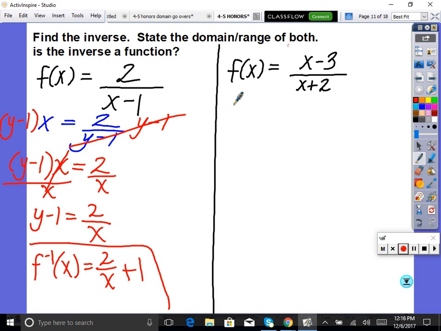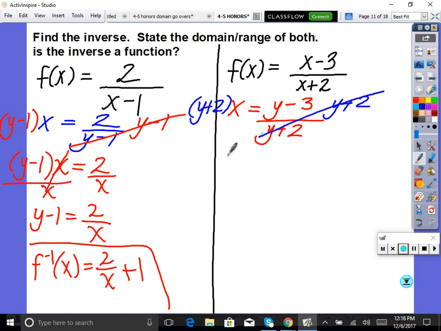So switch x and y. X equals y minus 3 over y plus 2. Now here's the problem. We have two y's, don't we? Okay, well, first of all, yes, we do. But second of all, I'm going to first get rid of fractions. So how would I get rid of my fractions? So those divide out. So I have this. Y plus 2 times x equals y minus 3.